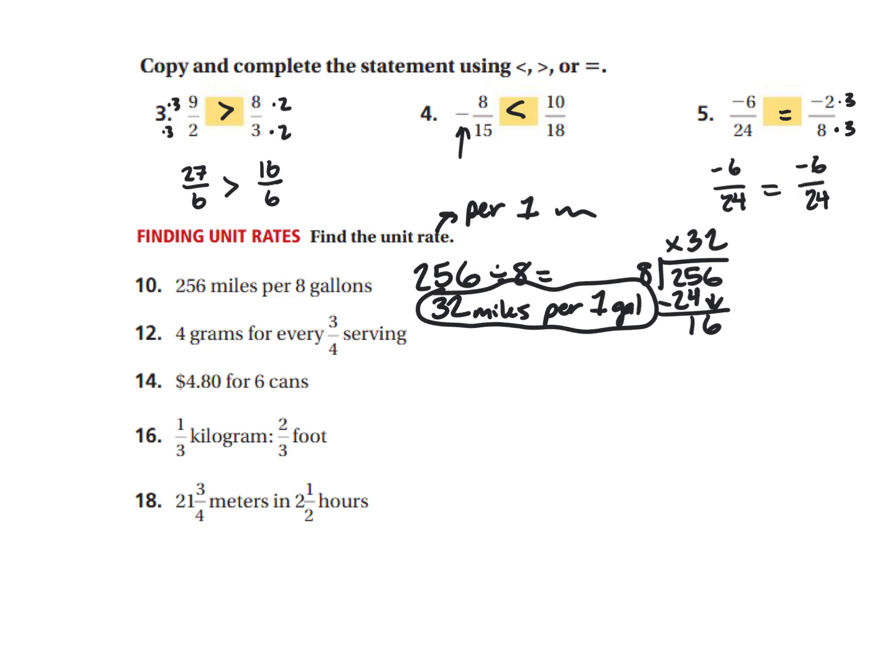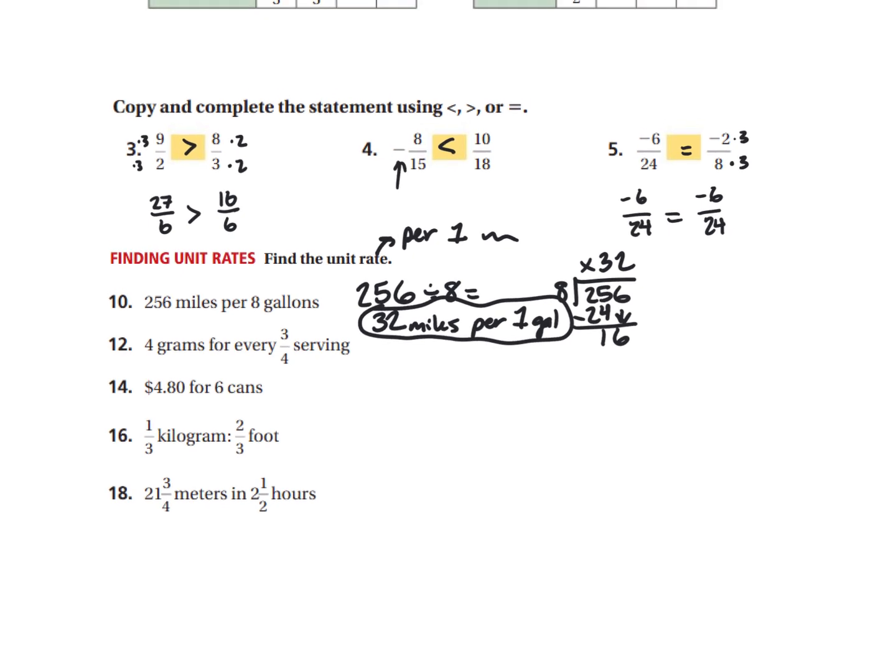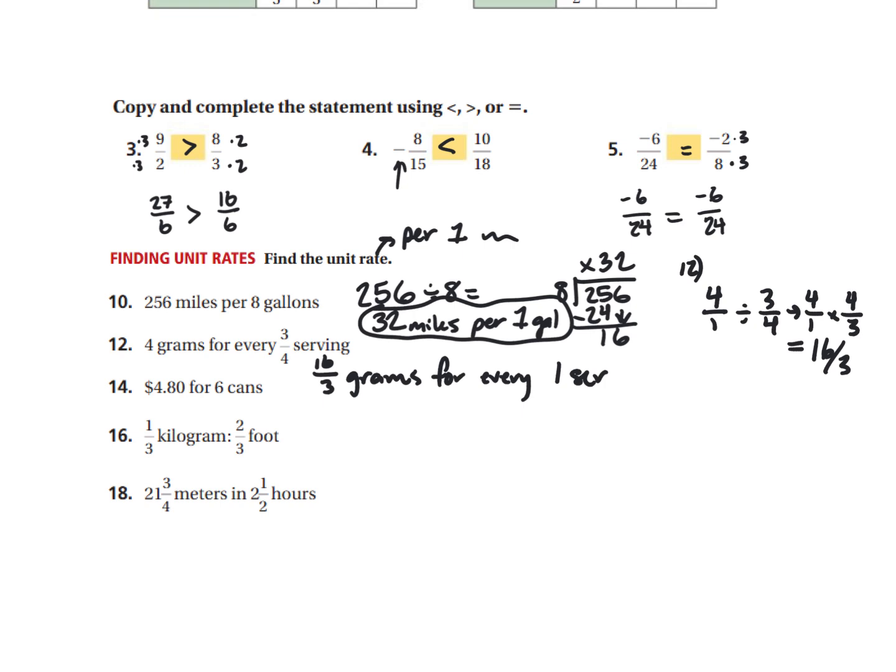For number 12, we've got 4 grams for every 3/4 serving. I'll do that right here. I'm going to take 4 over 1 and divide it by 3 over 4, which is really 4 over 1 times 4 over 3. And I'm going to get 16 thirds. So this unit rate would be 16 over 3 grams for every 1 serving. Again, if you're doing unit rates, you should always end with per 1 or for every 1. Okay.